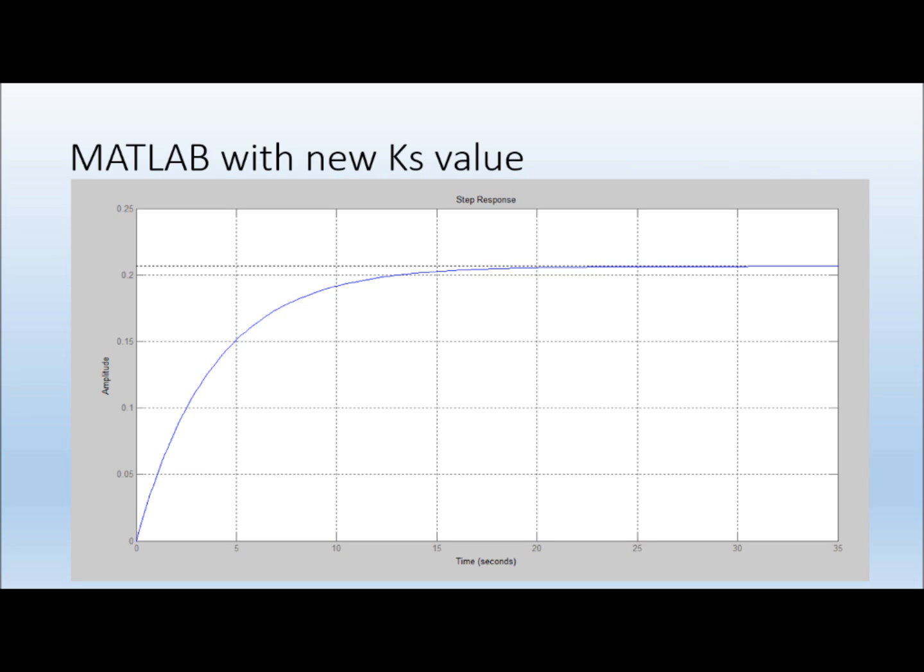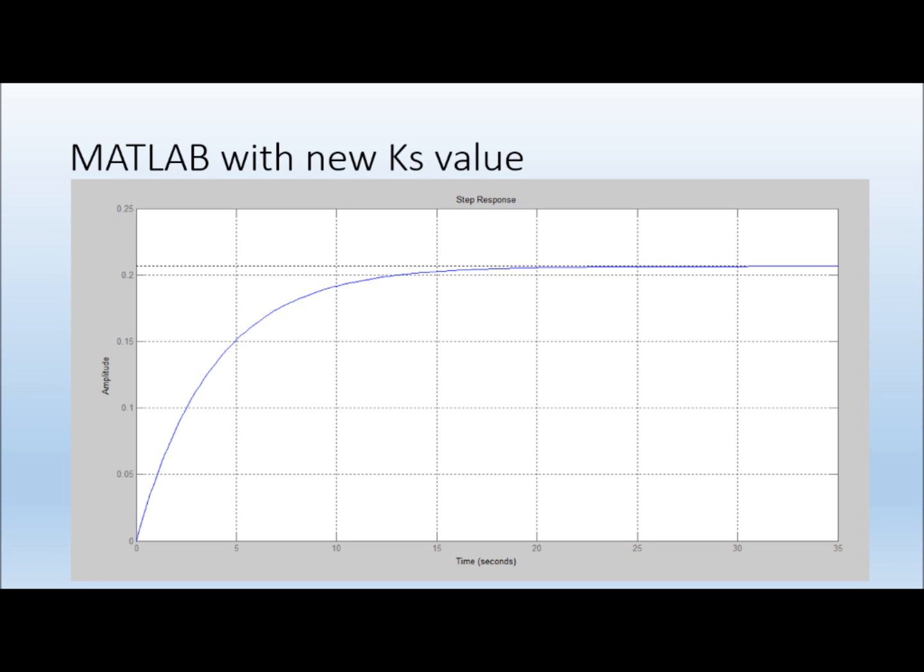From finding our new Ks value, we had to find a new steady state error, which was calculated to be roughly 4.8. Using this new Ks value back in our transfer function, we plotted it in MATLAB and got a step response that we cannot explain. As you can see from the graph, our step response has a settling time of roughly 12 seconds, even though we did not change our settling time value, and we only changed our rise time.